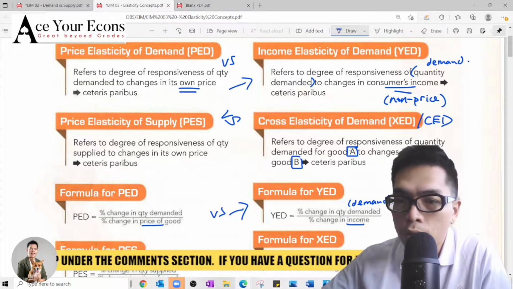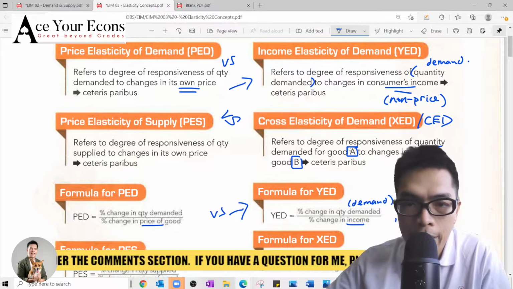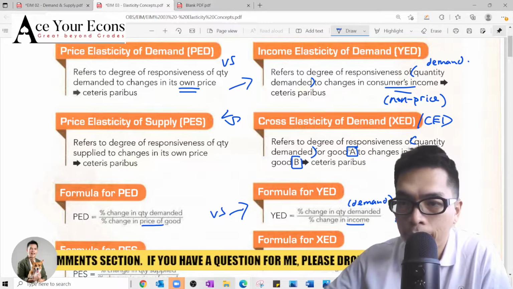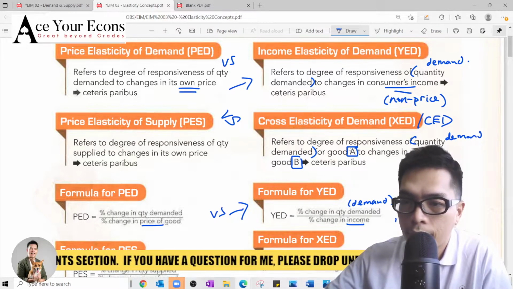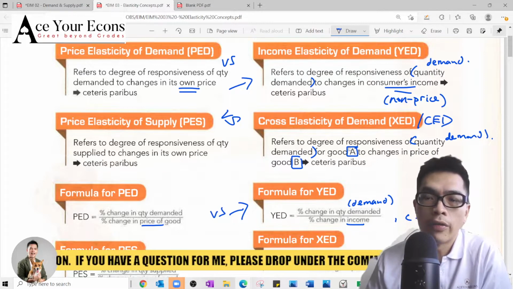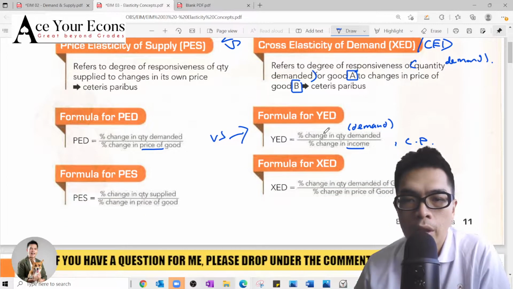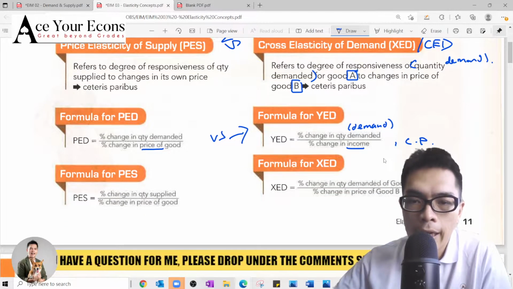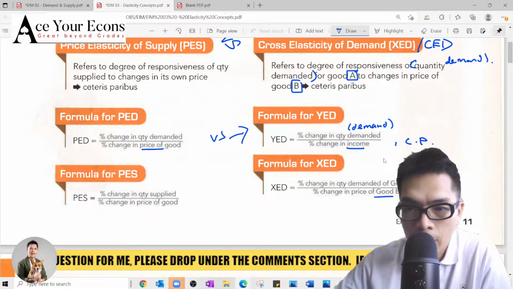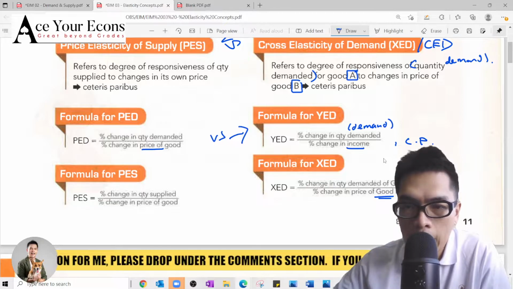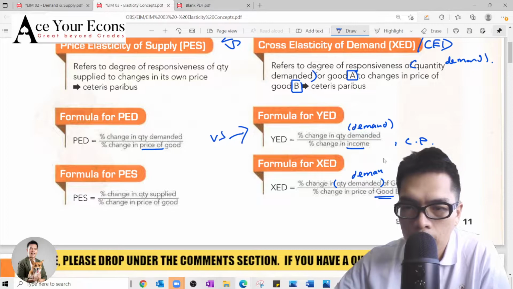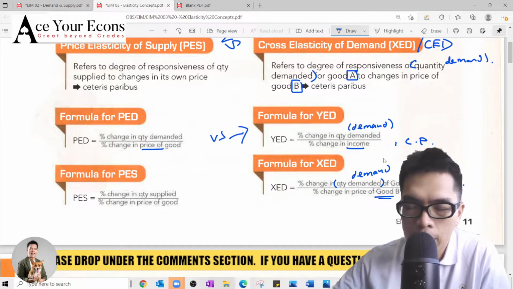Some of the schools also use demand here instead of quantity demanded. So check with your school notes. The formula that we'll be looking at is what happens when there's a change in price of good B, not your own good. How does it affect the quantity demanded or the demand for good A, ceteris paribus?